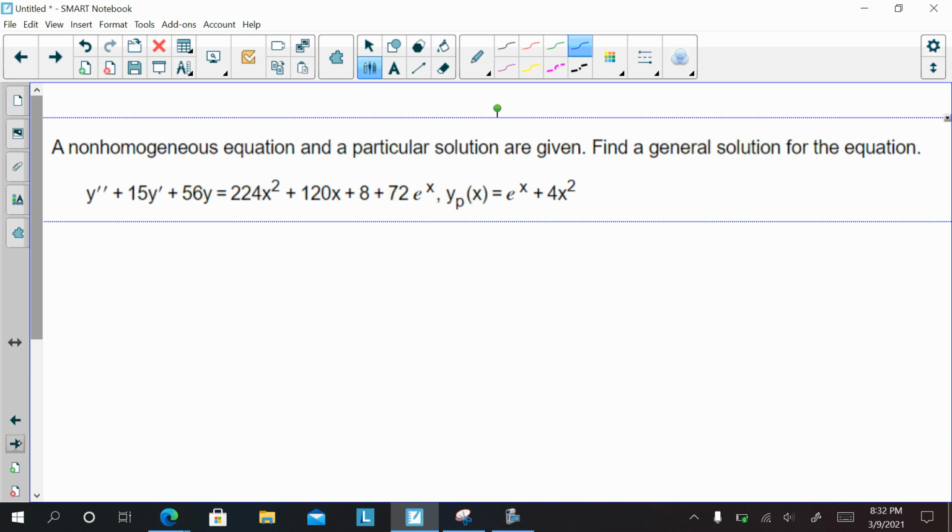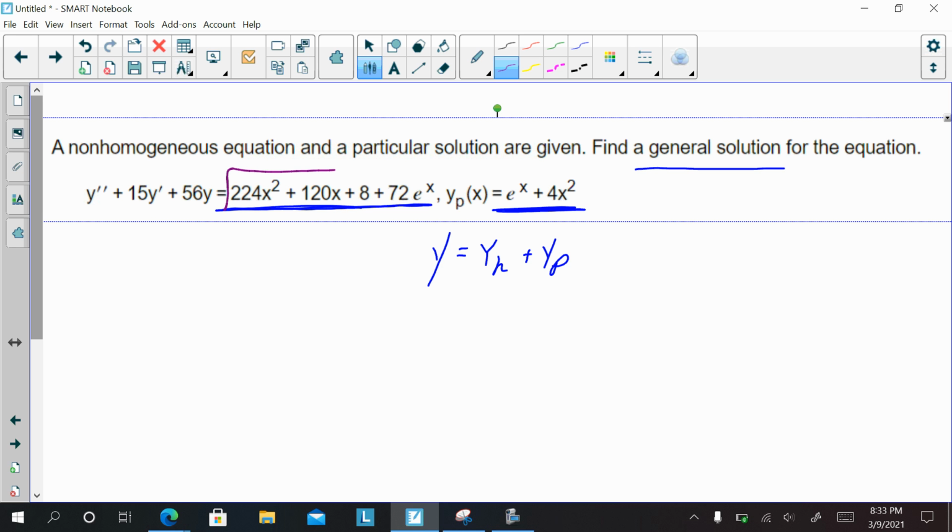So let's take a look at this one. They tell us that for this particular differential equation, with this right side, this is a particular solution. So we're asked to find the general solution. Our general solution, remember, is going to be our homogeneous solution plus our particular solution. The particular solution comes from solving the differential equation when we have this function on the right side, and that's going to be e to the x plus 4x squared. So our job is just to find the homogeneous solution, and then this solution that they give us plus that homogeneous will be our overall solution.